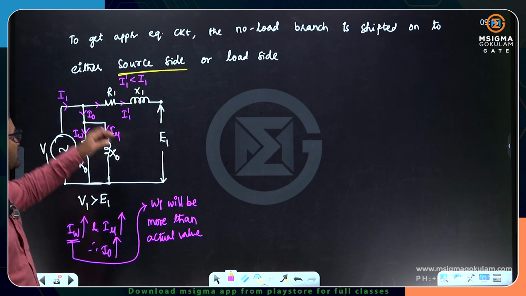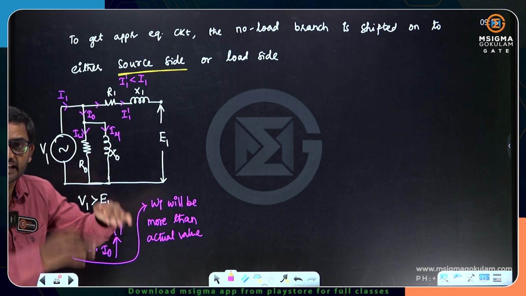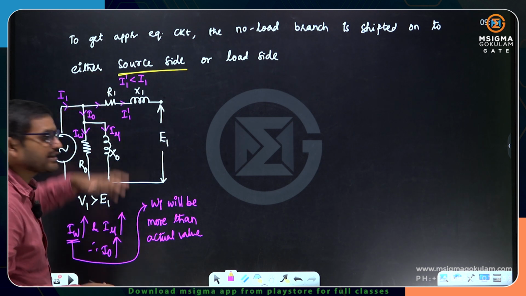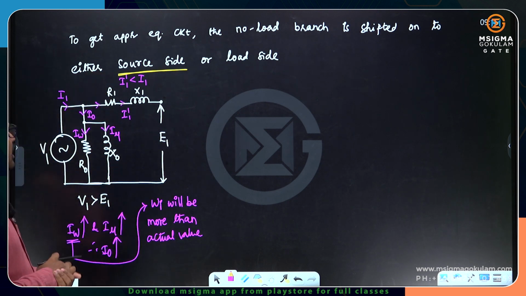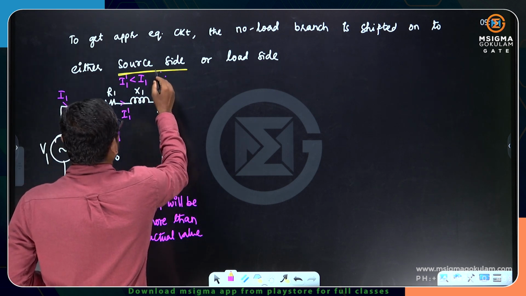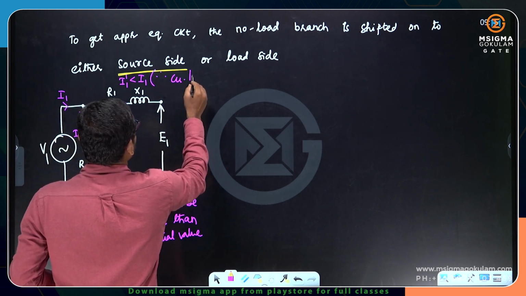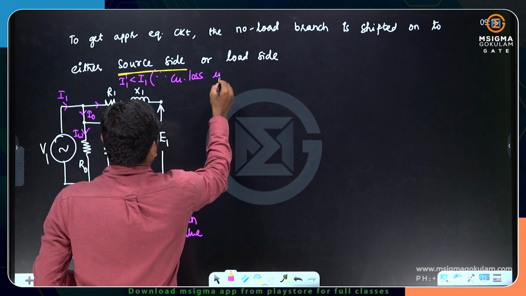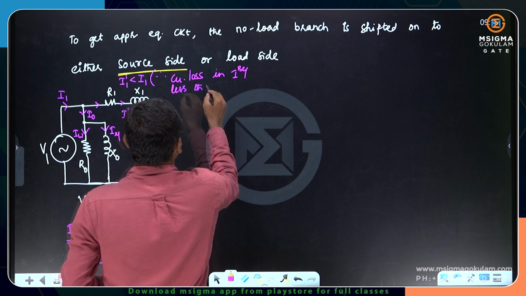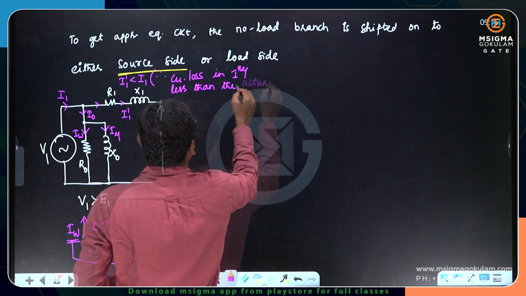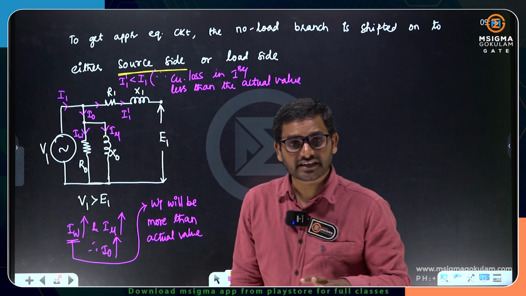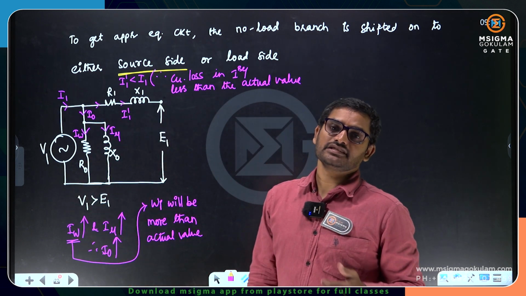As the current flowing through the primary winding is less than the previous case, I can say that the copper loss at the primary is also lesser. Therefore, I can write that the copper loss in the primary is less than the actual value. So this is the deviation on the primary winding as well as the no load branch.